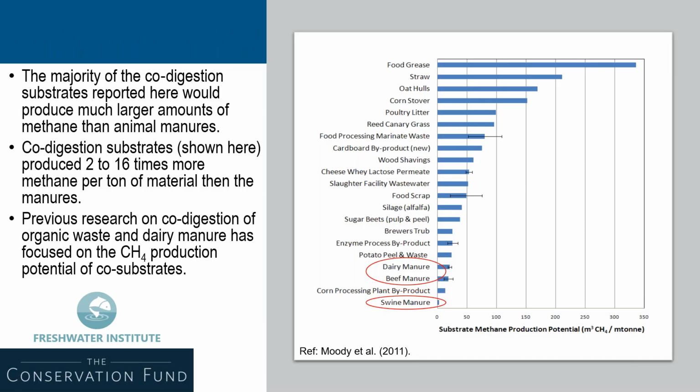In this graph, you can see that co-digestion of different feedstocks can produce a lot more methane than the digestion of just dairy or swine manure. In some cases, like for food grease, it can result in a multifold increase in the methane yield per ton of the added material. Most previous research on this topic has been focused on the methane potential of the different materials that can be used for co-digestion.